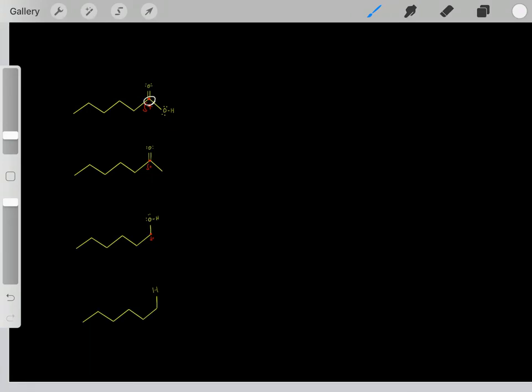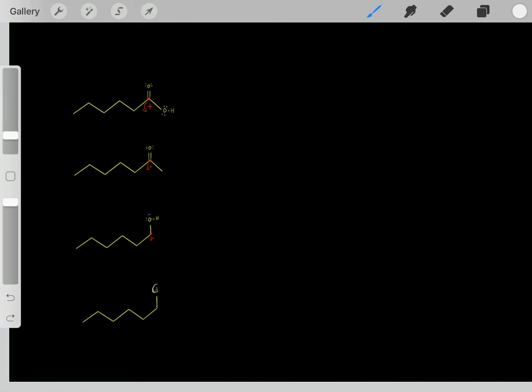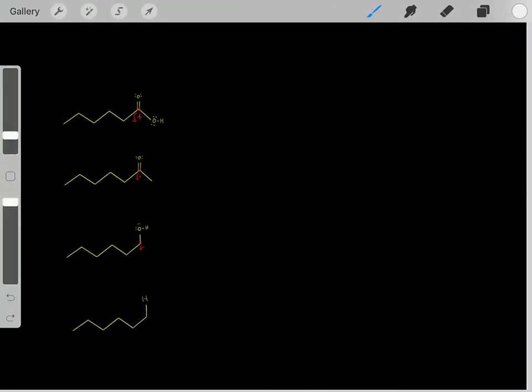This carbon's going to be most electrophilic with the highest partial positive charge, because it has 3 bonds to oxygen. And then this one will be less electrophilic because it only has 2 bonds, and this one will be even less electrophilic because it has 1 bond. And this carbon is not going to be electrophilic because hydrogen and carbon have the same electronegativity, so there's no partial positive charge here. So this atom is not very electrophilic.